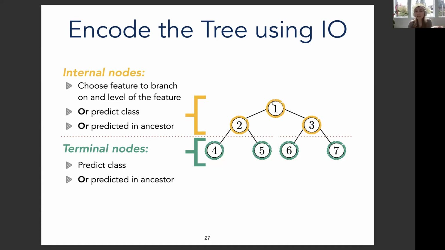For example, if I predict at node 1, then I don't care about what happens in the rest of the tree. Or I must have predicted in one of the ancestors. For example, if I'm at node 3, I may have predicted at node 1, and therefore I don't care what happens at node 3. At the terminal nodes, which are the green nodes here, we can either predict a class, or we must have predicted in one of the ancestors, in which case that node is pruned out. Any questions about this?